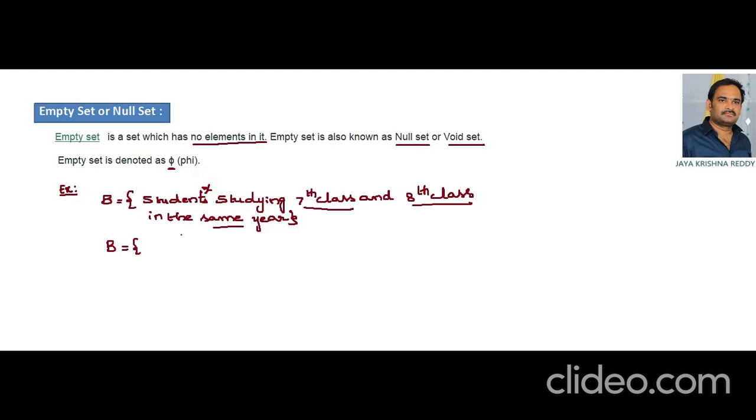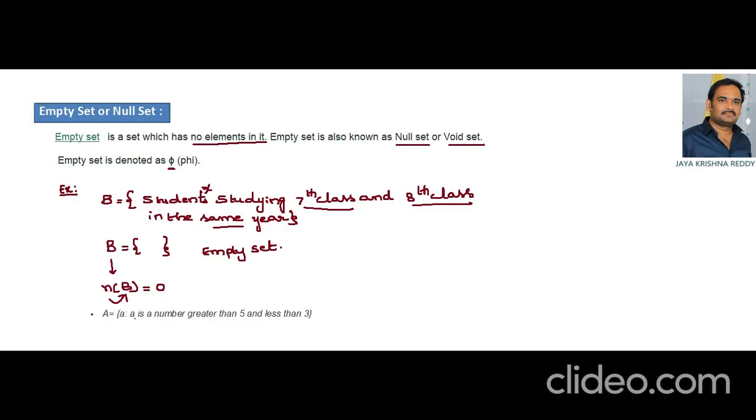So the set is empty. There are no students like that studying 7th and 8th in the same year. So there are no elements in set B. So this is an empty set because elements are not there. The set has no elements. So it is empty. And what is the cardinal number of this set? n(B) equals the number of elements in that set, so it has no elements, so the count should be 0. Here 0 means the count of the elements, the number of elements. It has no elements, means 0 elements.